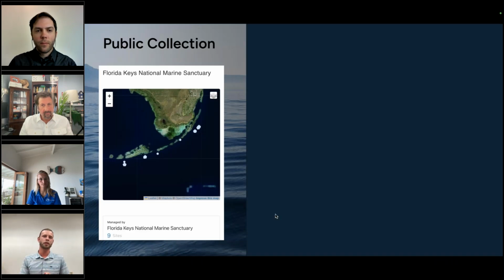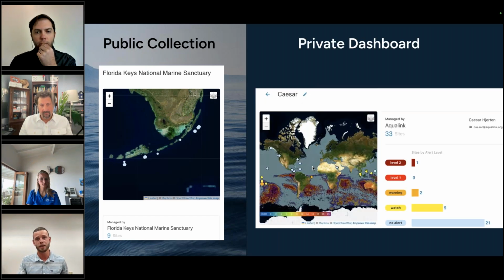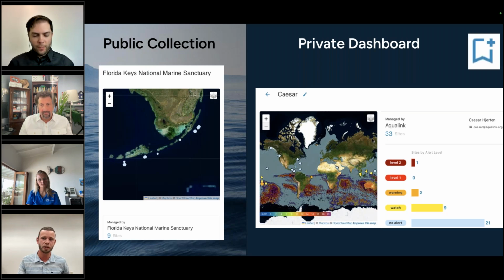All right, for those of you involved in monitoring specific locations, Aqualink offers a fantastic way to amplify your impact. You can create a public collection, essentially your own dedicated map, showcasing only your monitoring sites. This makes it incredibly easy to share your valuable work and the health of your reef with others. You can also create your own private dashboard just for you. You don't have to manage these sites. Just find any site on the map that sparks your interest and hit that bookmark icon on that specific dashboard to add it to your private monitoring hub.